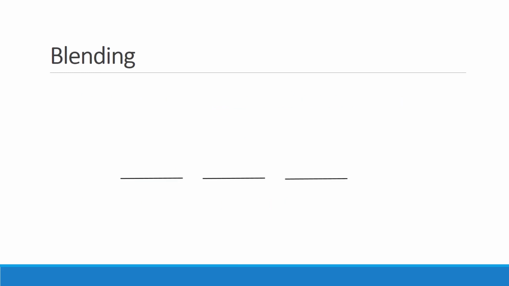Model blending on chart paper or the board by drawing 3 lines, or more if there are more sounds in the word. Point to each line as you segment the sounds of the word. B, e, g. Run your finger under the lines as students blend the sounds together to say the word beg. Here is another word. T, e, n. Students should say ten.